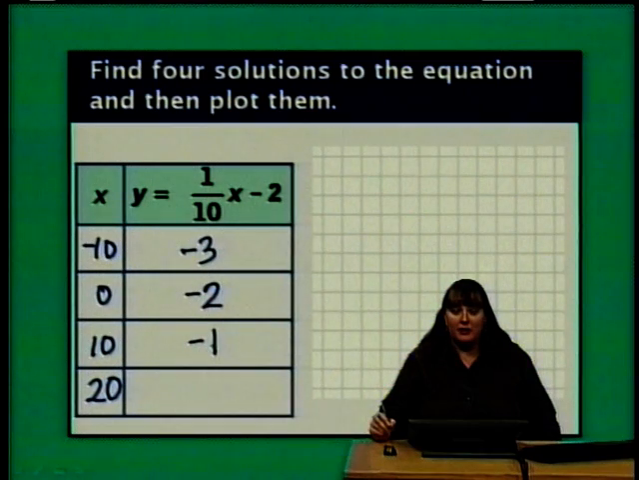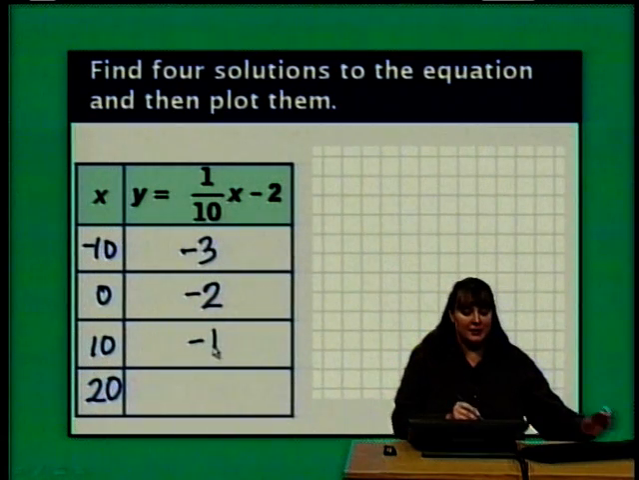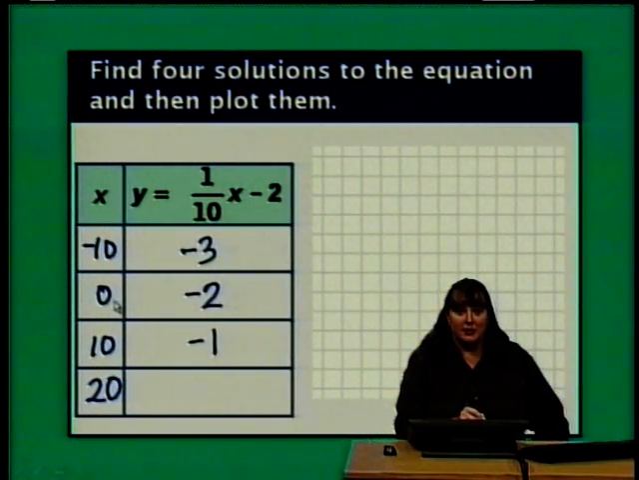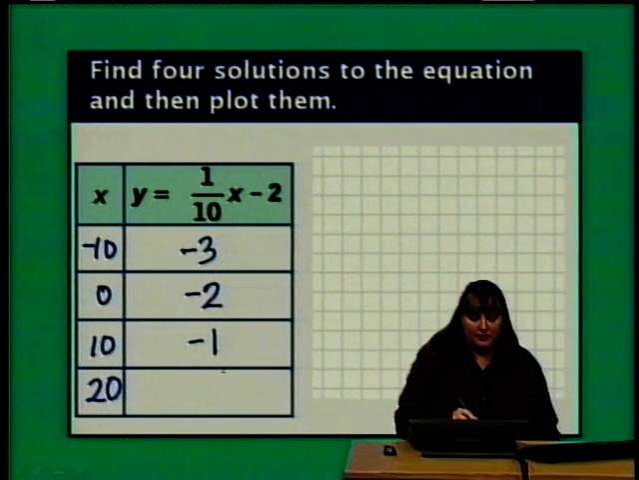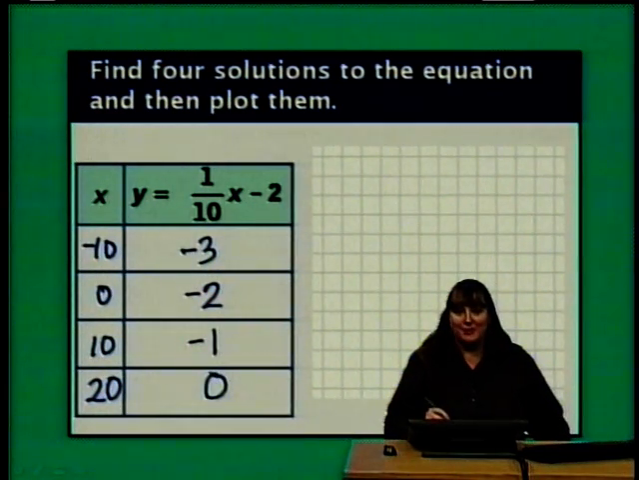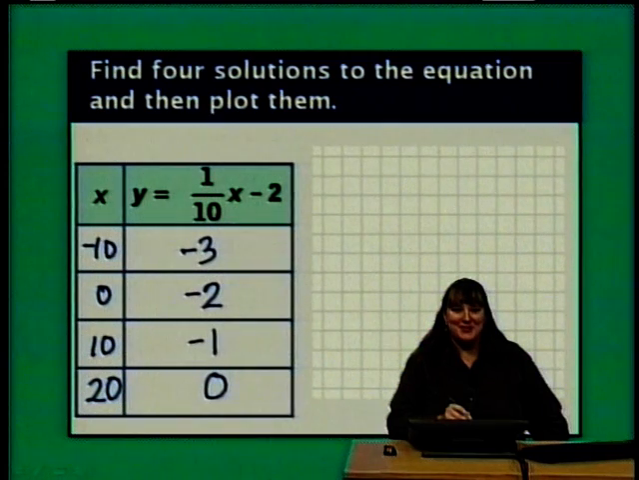You might be noticing a pattern here. The x values that I chose, which were all multiples of 10, are increasing by 10 each time. I went from -10 to 0, that's an increase of 10, 0 to 10, that's an increase of 10, 10 to 20, that's an increase of 10. Well, look at the y values. To get from -3 to -2, I just add 1. To get from -2 to -1, I just add 1. So if I add 1 more, y should be 0. Let's make sure that really does work. If I substitute 20 for x into my equation, I have 1/10 times 20 is 2, and 2 minus 2 is 0, so it does work.